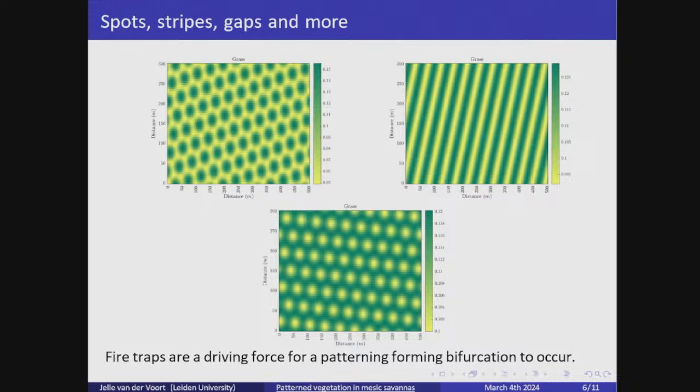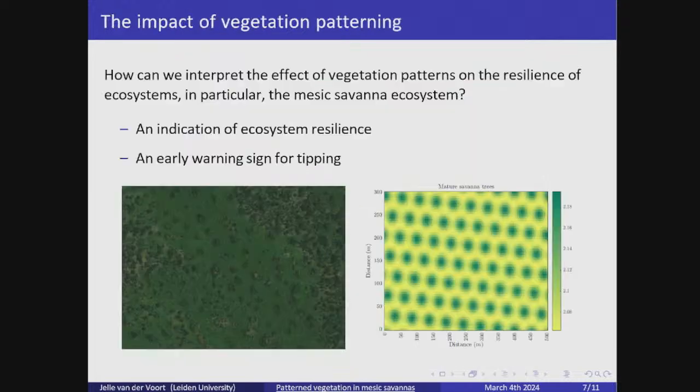It's important to note, I didn't have place on the slide, but the savanna trees are in exactly the opposite phase of the grass. So where there's more grass, there are fewer savanna trees, and where there's less grass, there are more savanna trees. Mathematically, we were able to show that fire traps are essential for these patterns to occur. So that's one of the driving forces in our model for the patterns to occur.